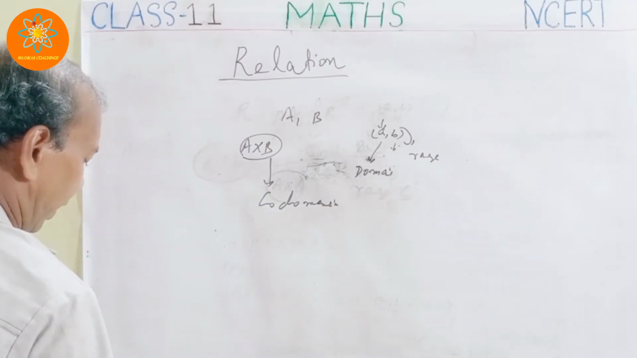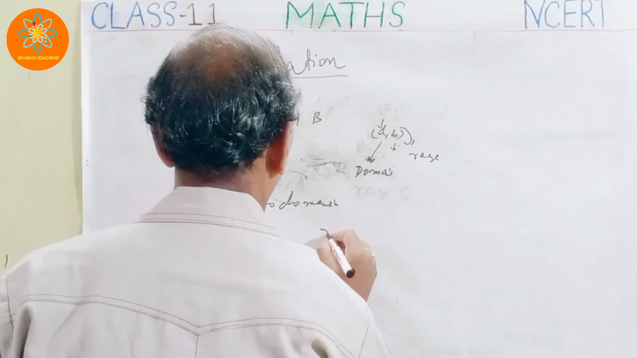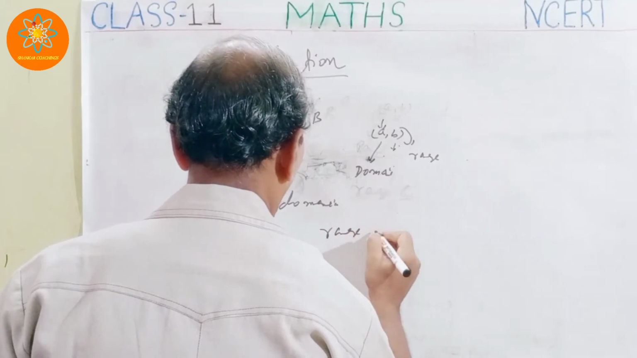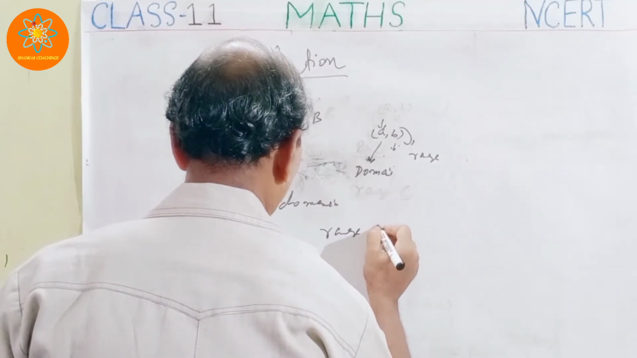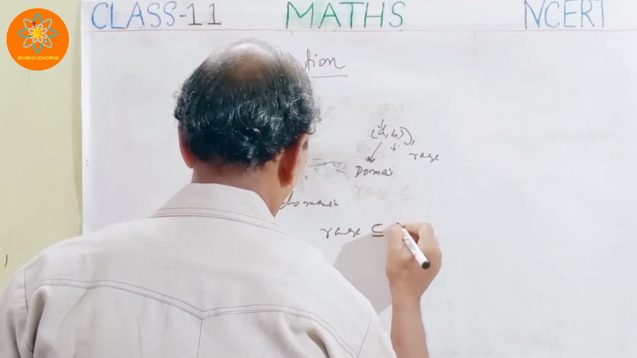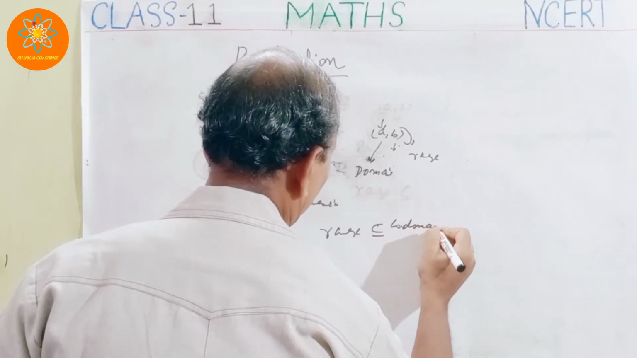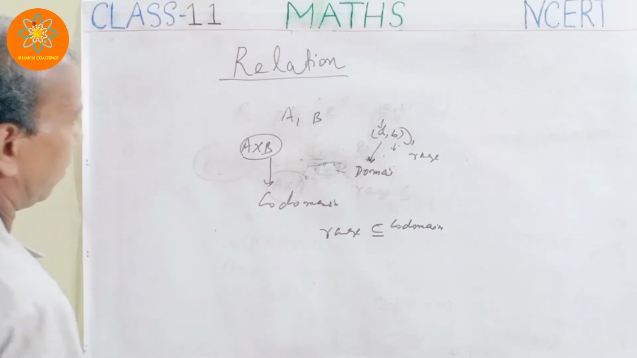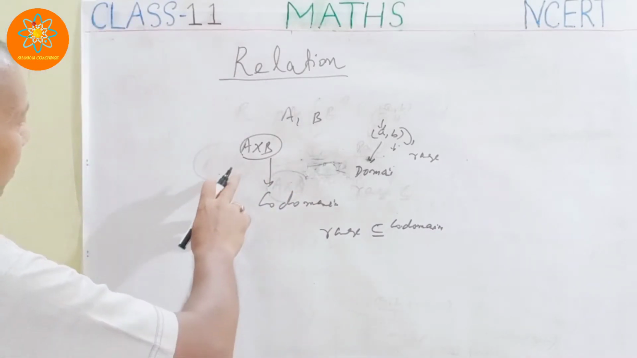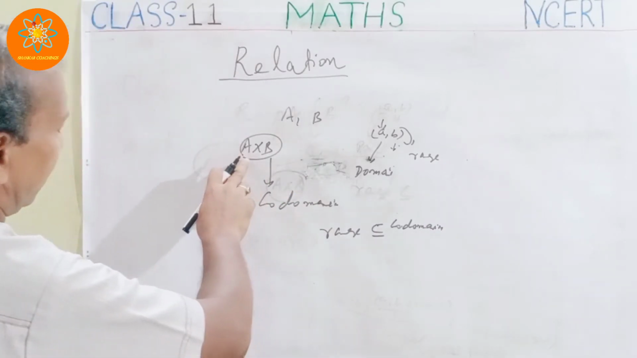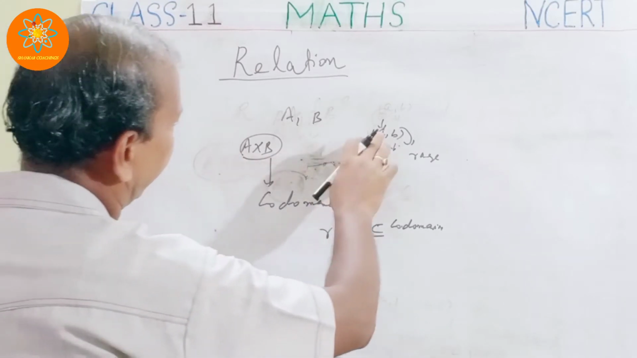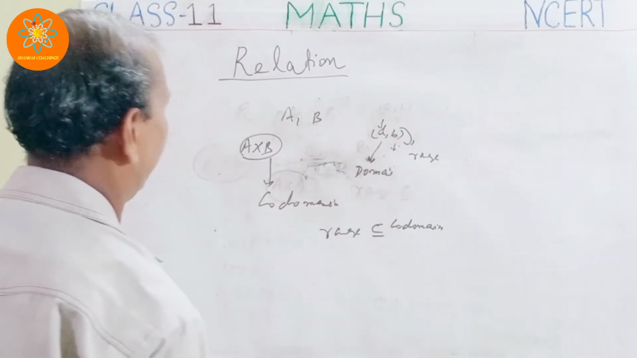And you will find that this range is the subset of this codomain. This is your codomain. So this is about relation, starting from the Cartesian product and taking the first element and the second element.